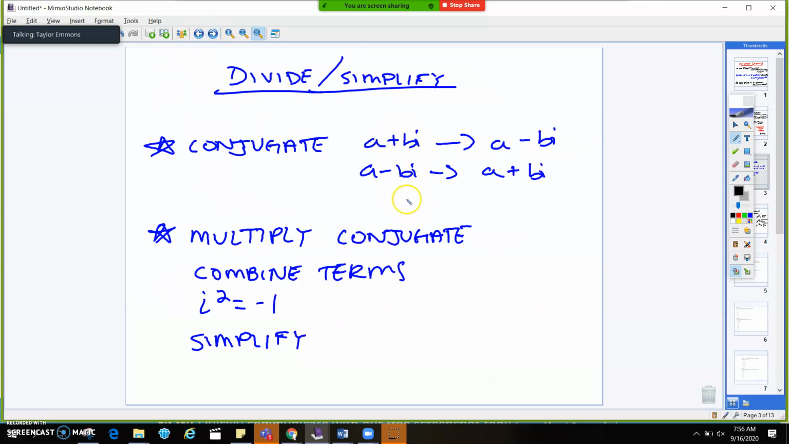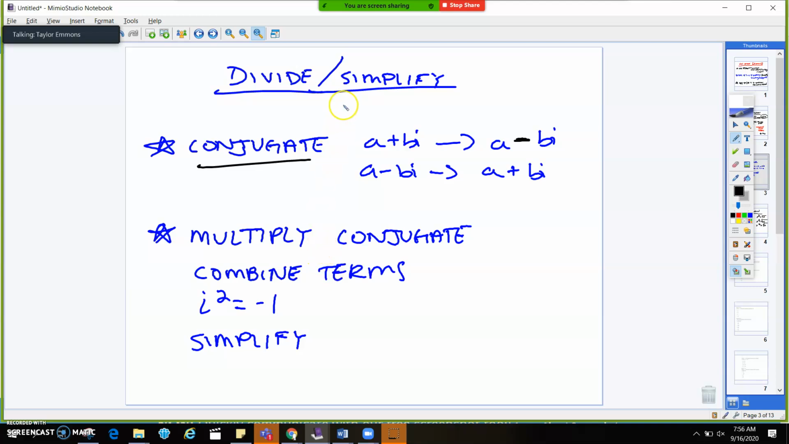Last thing, just big takeaways, dividing or simplifying. You got to know what the conjugate is. The conjugate is taking your complex number and changing the sign of the imaginary term. Okay? If it's positive, you're going to make it negative. If it's a negative, you're going to make it positive. That is what the conjugate is. Okay?